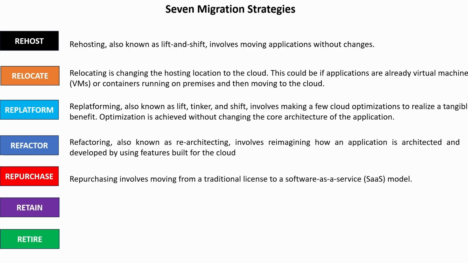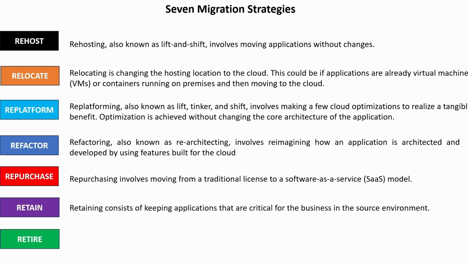Next up is retain. Sometimes the best move is no move. If the app is retiring in 6 months, let it stay where it is. Retaining consists of keeping applications that are critical for the business in the source environment. This might include applications that require major refactoring before they can be migrated or work that can be postponed until a later time.